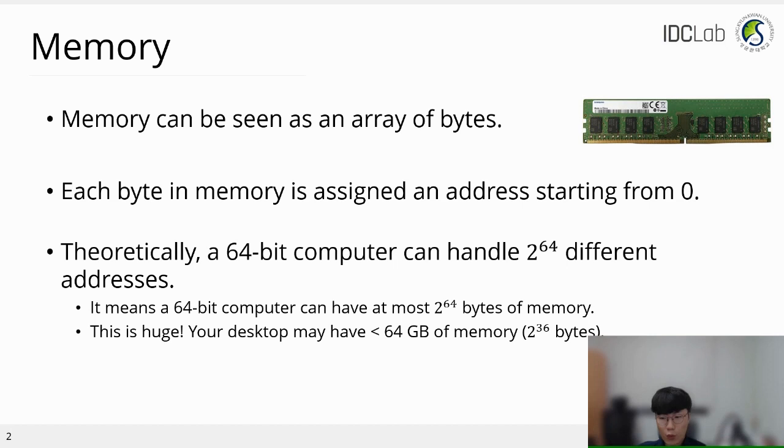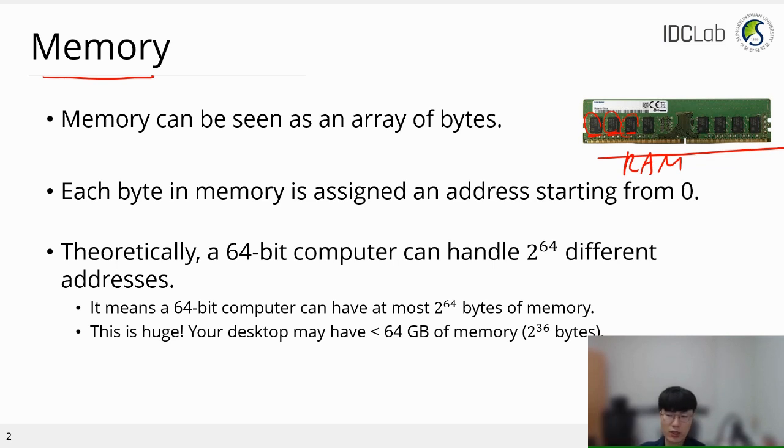To understand pointers, you need to understand the memory first. So what is the memory of a computer? This is the physical device. So this is RAM, random access memory. And you can see that it consists of multiple black chips. And they are actually storing some information. But even though physically the memory consists of multiple chips, it can be seen as a single array of bytes logically. So this is kind of abstraction.